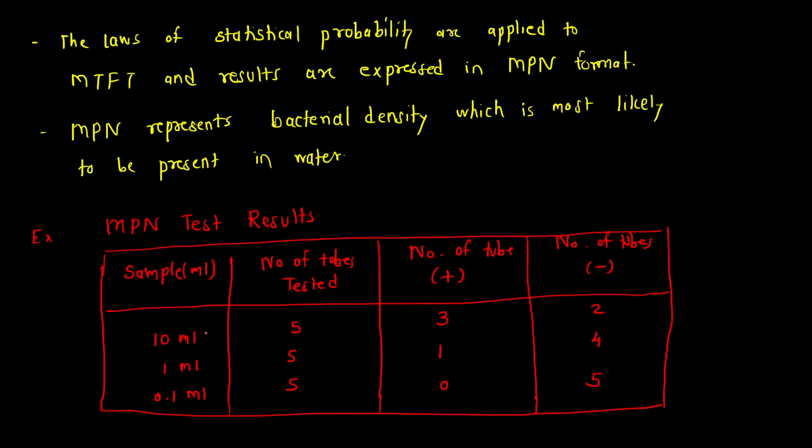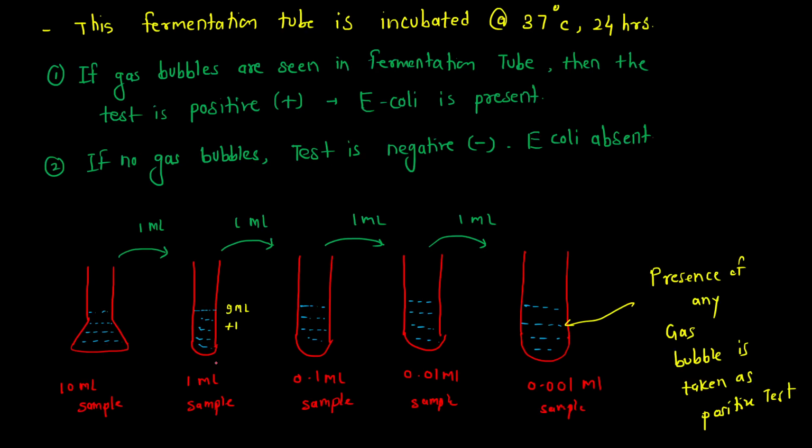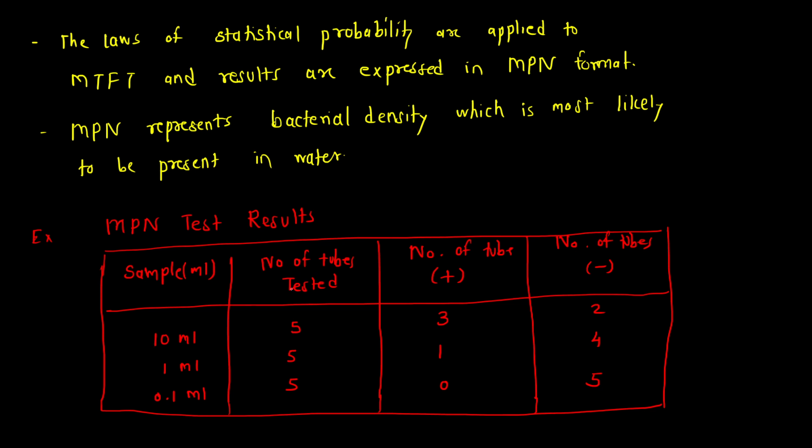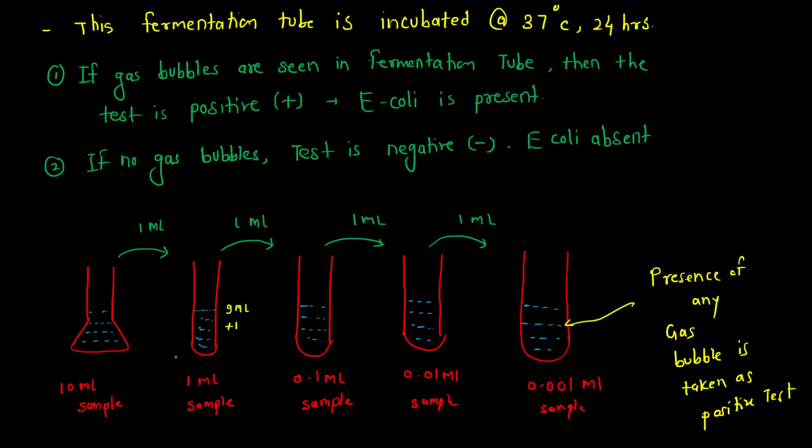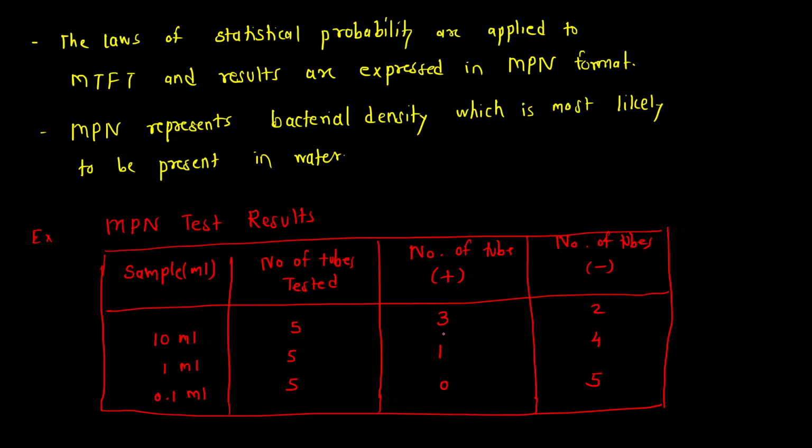What is this 10 ml sample? We have seen in the diagram. Number of tubes tested: let's say this 10 ml sample is there, and of this we have taken 5 samples. Out of these 5, how many 10 ml samples are giving bubbles? That we have to write here. Then the number of tubes not giving bubbles means the test is negative, so that will be the total number of tubes minus the number of positive.